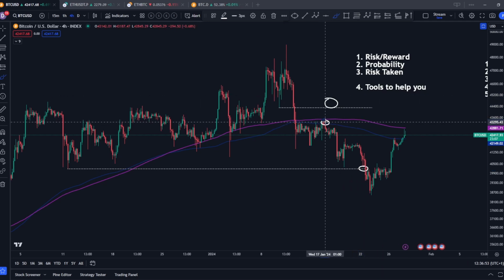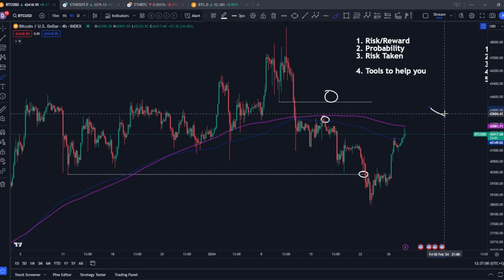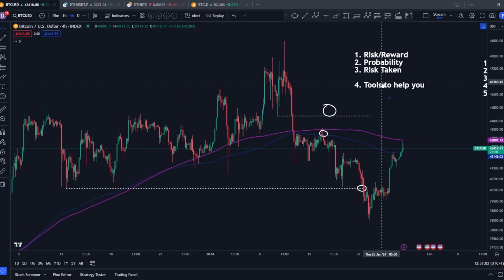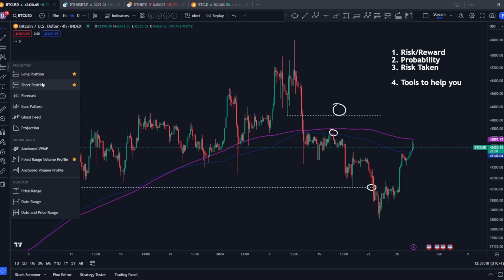So we know our entry, where we want to place our stop loss, and what our target will be. So how do we determine how big our position should be? Well, there are these very neat tools built into TradingView, these long and short positions, which you can find here on the toolbar. And I have them favorited, so I have them in my workstation up here.